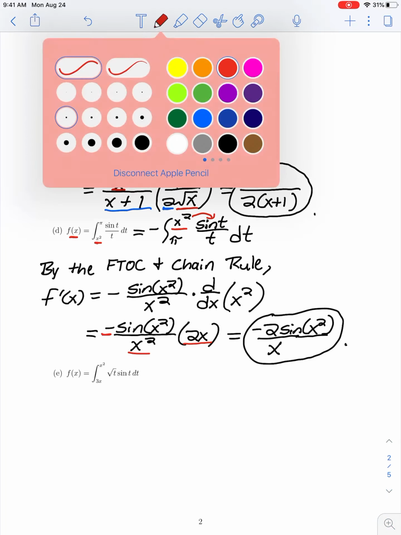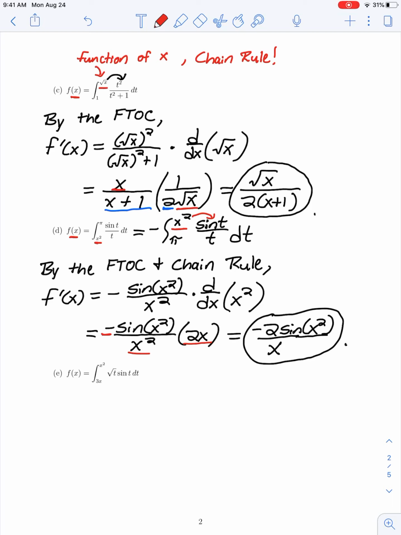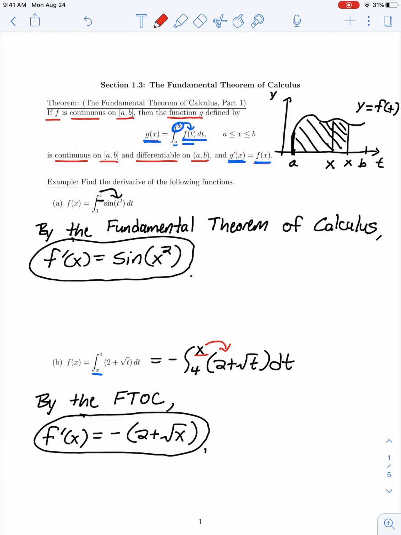So in this example, it's a little bit tricky. We have both a lower and upper limit of integration that both depend on the variable x. They're both functions of x. So notice if we go back to the statement of the first fundamental theorem of calculus, this lower limit of integration has to be a constant, a, just some number, not a function of x.